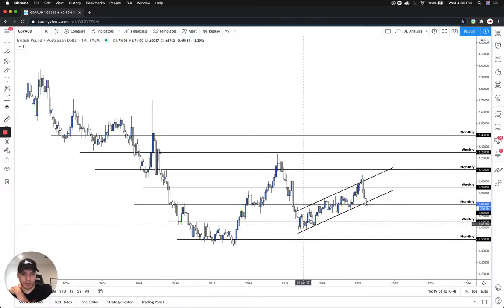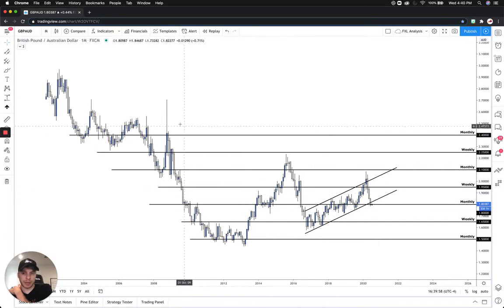Definitely has been more of an uptrend on the daily time frame. You can see this is just like a daily or weekly even. It's been very bullish on this time frame. But on the monthly, this particular chart that we're on now has been very bearish. So just keep that in mind.